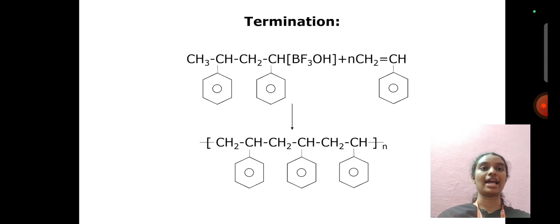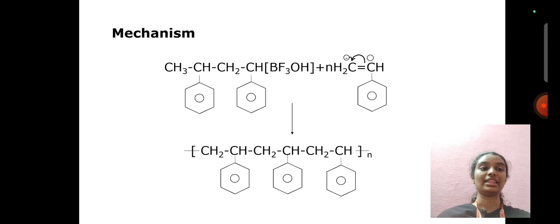The third and last step in the polymerization is the termination, which forms the final product of the polymerization, and it plays an important role in the whole polymerization. In the mechanism, we can see that the product formed in the propagation is treated with n molecules of styrene. Here again the double bond, which is in the unsaturated position, is totally converted into a saturated one.